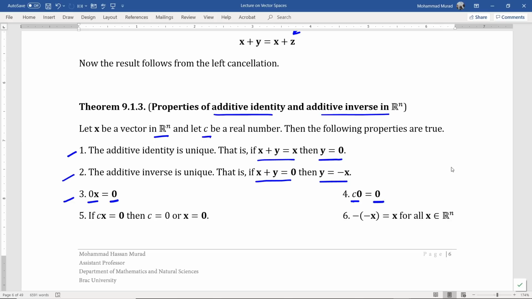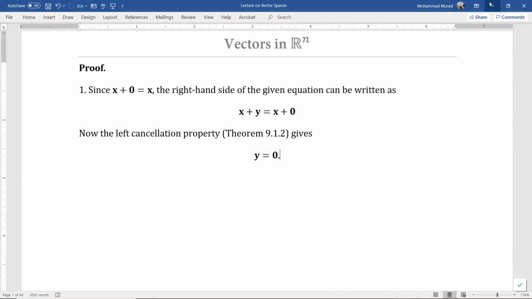Property 5. If c times x is equal to the zero vector, then either c is equal to the real number 0 or the vector x is equal to the vector 0. Property 6. The negative of the negative of x is equal to x itself. And the property is true for all x in the set Rn. Let's have a look at the proof of some of these statements.